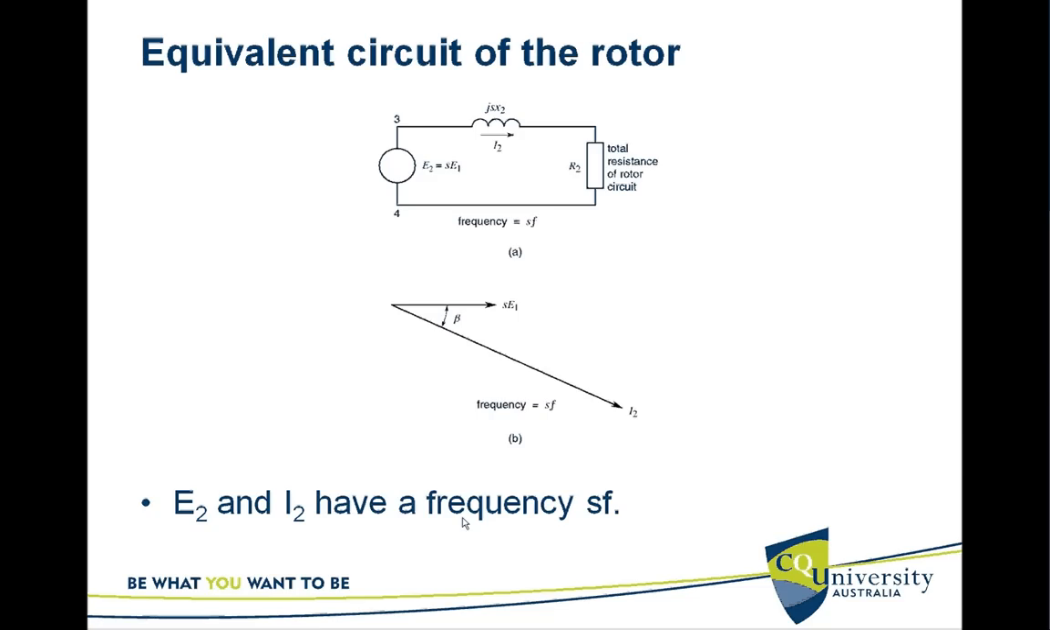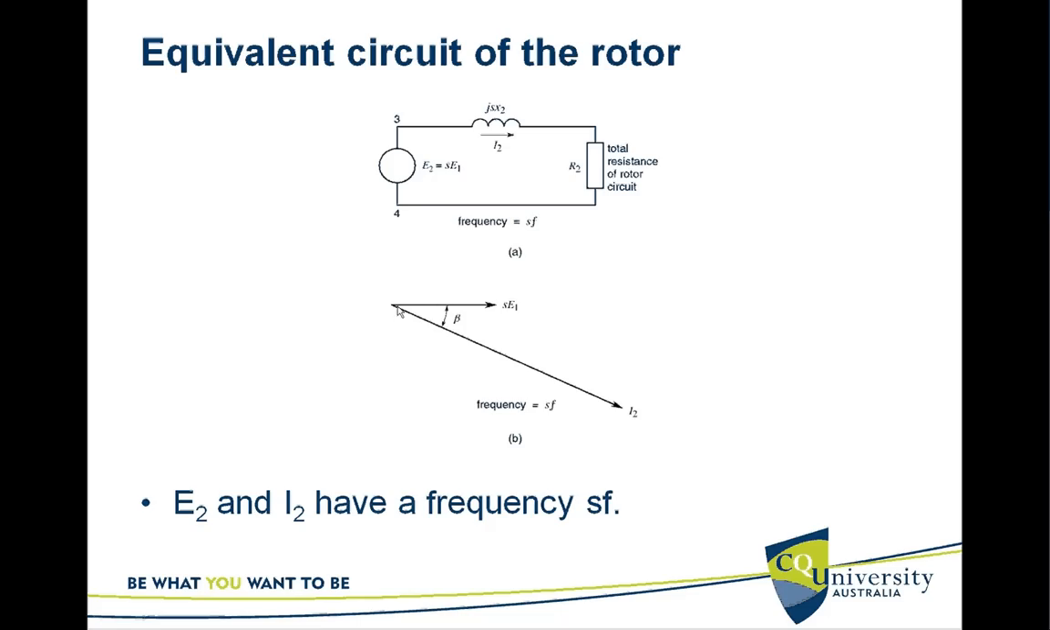And then the equivalent circuit of the rotor, if we consider only that, has a voltage source which has a magnitude of S times E1, and then there is a reactance of jSX2, and the total resistance of the rotor circuit can be lumped together and expressed as R2. So what we got basically is a simple RL circuit supplied by an AC voltage. Therefore, obviously, the current should be lagging in phase. So that is what has been demonstrated in the phasor diagram.